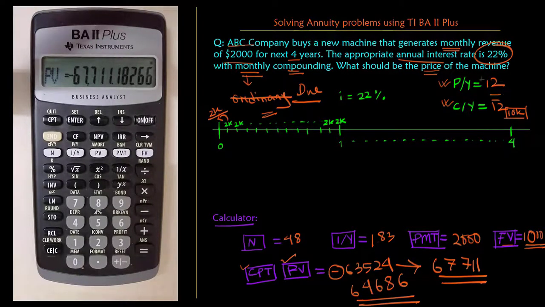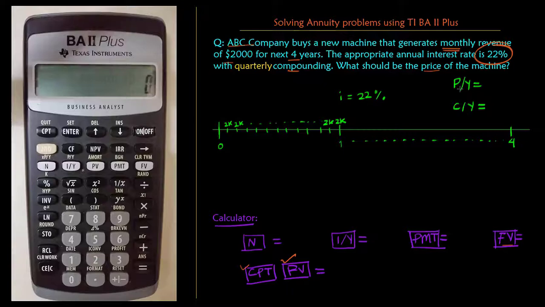But what if P/Y were 4, therefore you get quarterly payments, but C/Y was 12? In that case, you can solve this problem the way we have done it for the last one. How to do that? We'll see how to do that in the next problem.